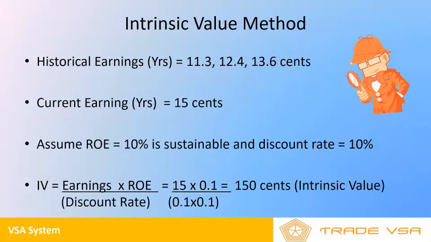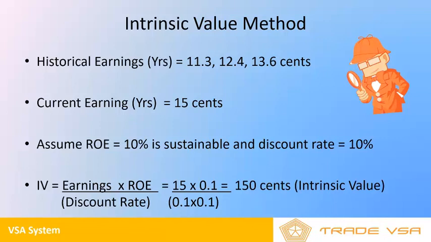So you look back at historical earnings of about 3 or 4 years back at 11.3 cents, 12.4 cents, 13.6 cents, and then the current year earnings are 15 cents. So we are earning 15 cents. Assuming the ROE is 10%, which means the return on equity that we want from our investment, 10% is sustainable. And then we use the discount rate of 10%. Now, of course, a higher rate of return will give you a higher intrinsic value. So you use the discount rate of 10% here.